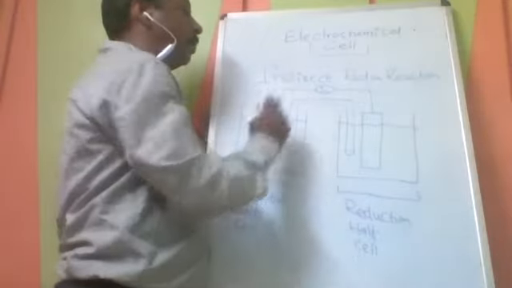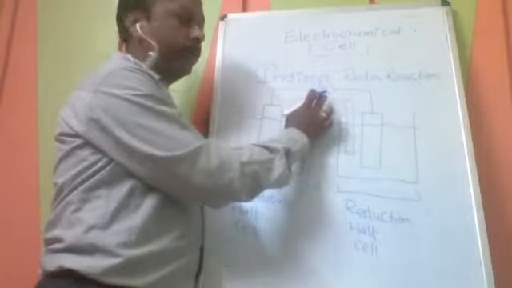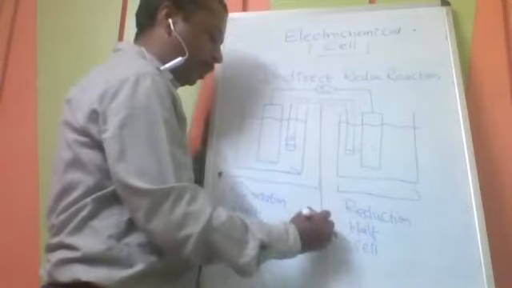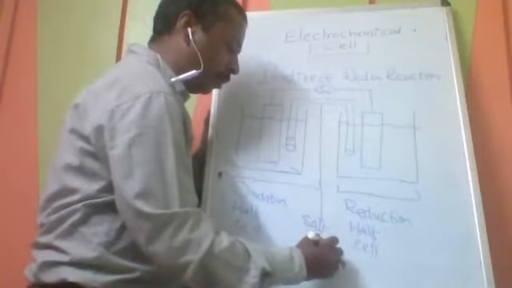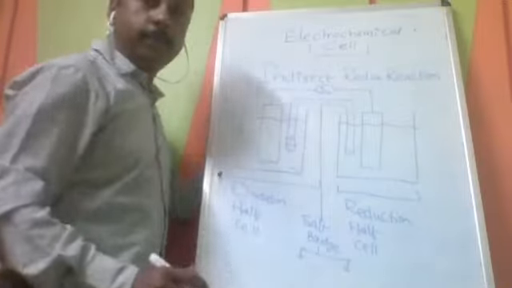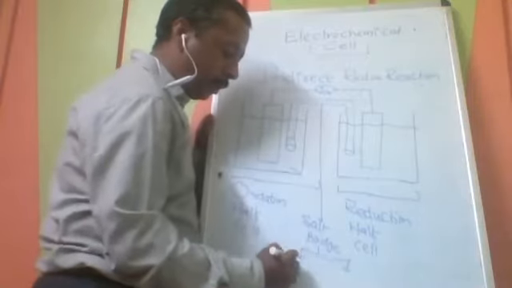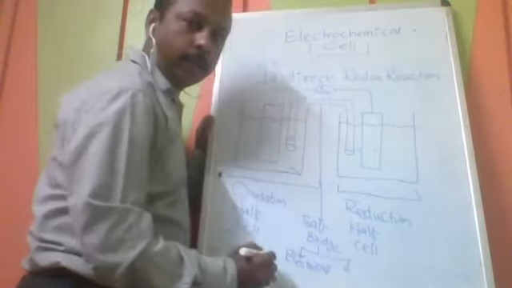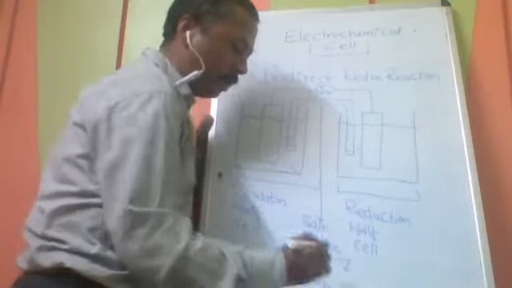Both are joined by a conductor through the ammeter, and a salt bridge. This is called the salt bridge. The salt bridge has two purposes. The first is to maintain electrical neutrality. Electrical neutrality is maintained by the salt bridge.